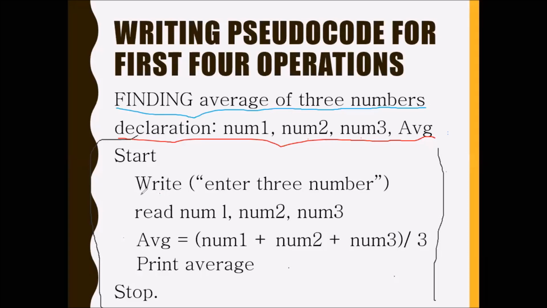Once you put the word write, it means that this should be displayed on your screen. Here we're saying to the user, enter 3 numbers. This will come up when we transition into program development. What you will see on the screen is: enter 3 numbers. Good? That's this part.